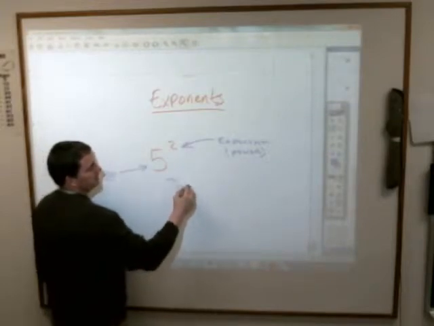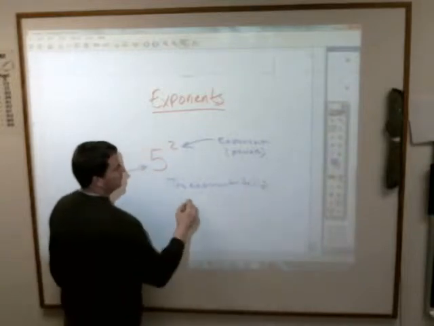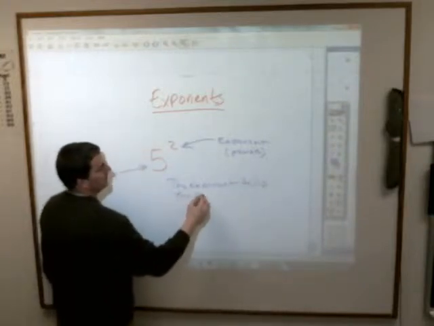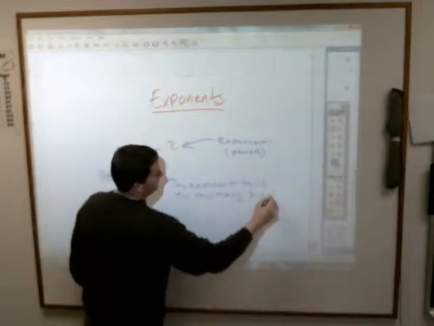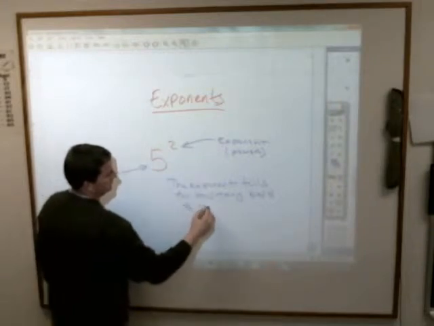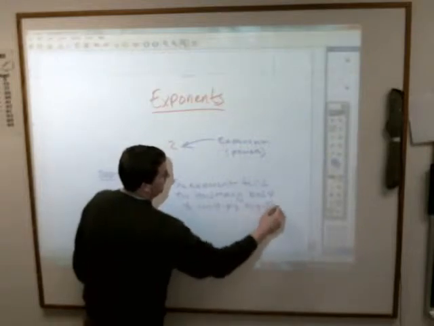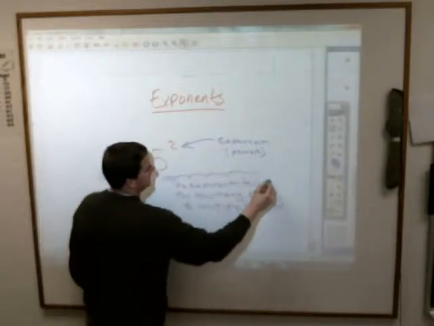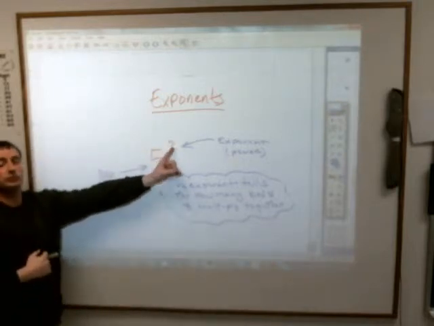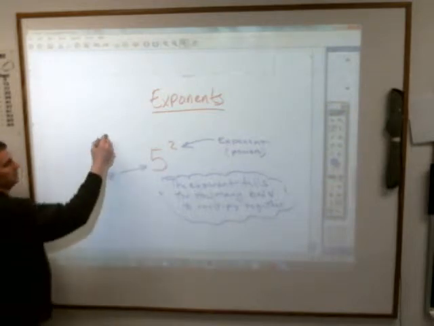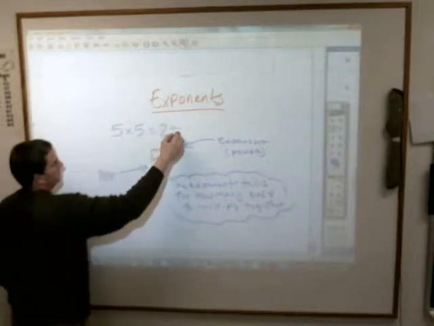The exponent tells you how many bases to multiply together. Okay, so this says that you're going to multiply together 2 5s. So the answer to that is 5 times 5, and that equals 25.